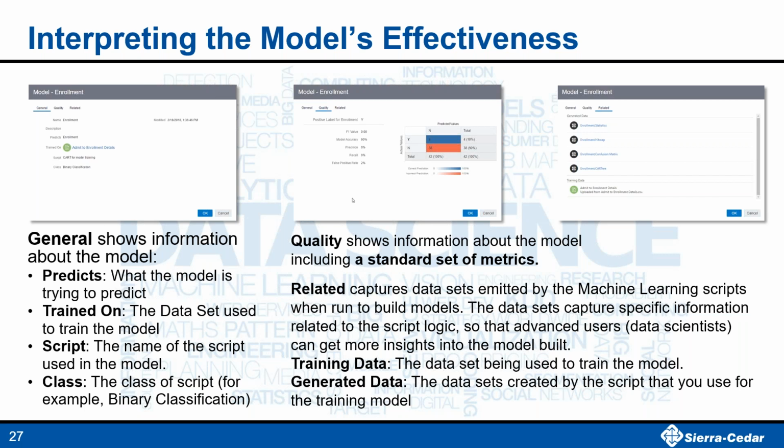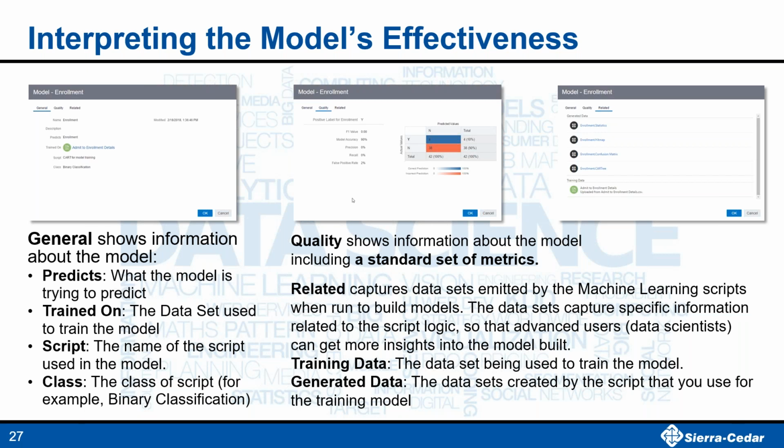There's a lot of information out of the box that allows you to determine and interpret the model's effectiveness. If you look at the general tab, it basically just tells you what you did, what the model is trying to predict, the data set that it was trained on, the name of the script, and the class of the script. Really, we want to home in on the quality tab, because that's the one that tells you how well your model predicted the results. Did it predict yes when it was yes? Did it predict no when it was no? And how often did it predict incorrectly? This is where you can determine whether this is a good model or not.